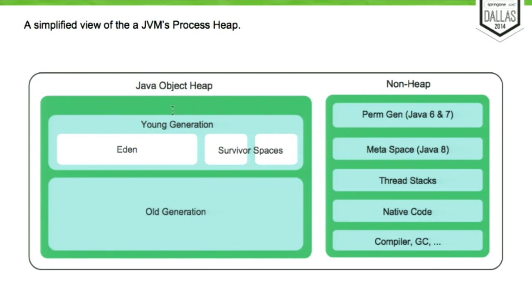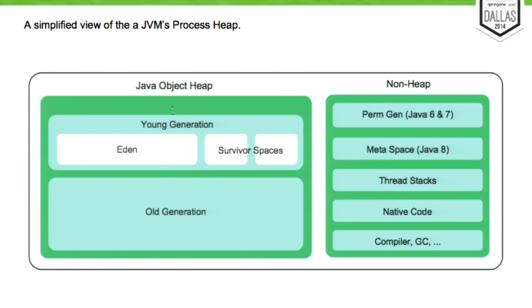And you can see on the right-hand half of our diagram, we have the non-heap area, and that includes, in Java 6 and 7 before, the permanent generation, which is the class space used for class loading. In Java 8, this has been replaced by the meta space. But also in the non-heap area, there are the thread stack memory, native code that the JVM uses, compiler code, the code cache used by the JIT, and other smaller areas of memory use.